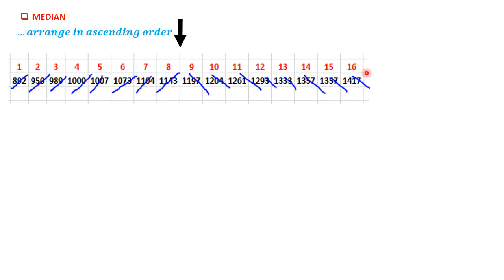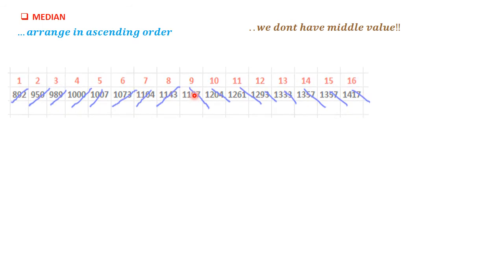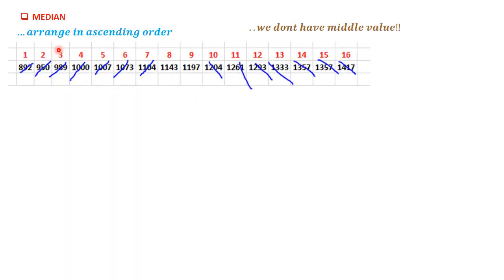But if we had 17 towns, the 9th town would be the median, because we'd have 1 up to 8, and then the 9th, which is the middle value, and then 10 up to 17, which is another 8. So we'd have 8 on this side, 8 on that side, and a middle value. But in our case, we don't have the middle value. So how do we progress? This is what we do. We strike until we are left with 2 middle values, and we just look for the average. In our case, we'll use the average of the 8th and the 9th value, because those are the 2 middle values.